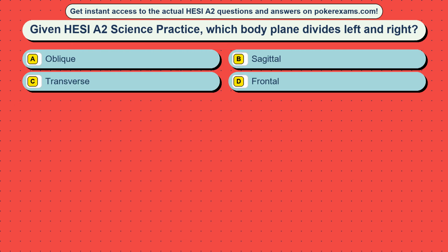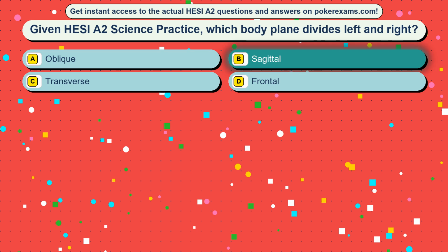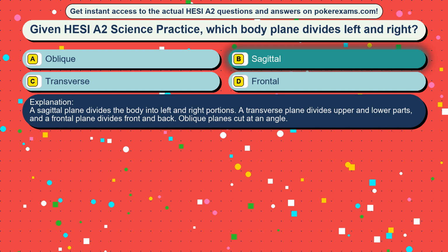Question 48. Given HESI A2 Science Practice, which body plane divides left and right? Option A, oblique. Option B, sagittal. Option C, transverse. Option D, frontal. The correct answer is option B, sagittal. A sagittal plane divides the body into left and right portions. A transverse plane divides upper and lower parts, and a frontal plane divides front and back. Oblique planes cut at an angle.